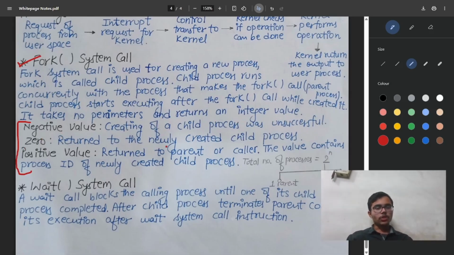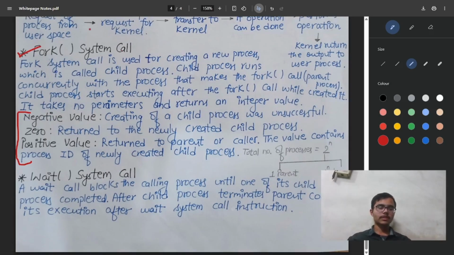Zero means it returns to the newly created child process. Zero is returned to the child process. A positive value is returned to the parent, the caller, and the value contains the process ID of the newly created child process. So from this part a numerical comes, not a theoretical part.